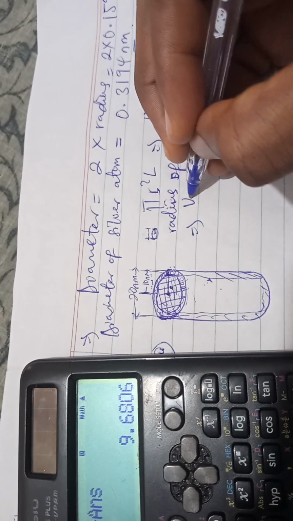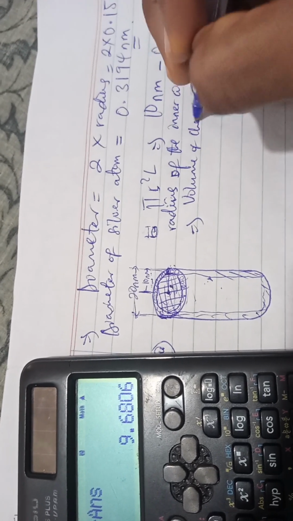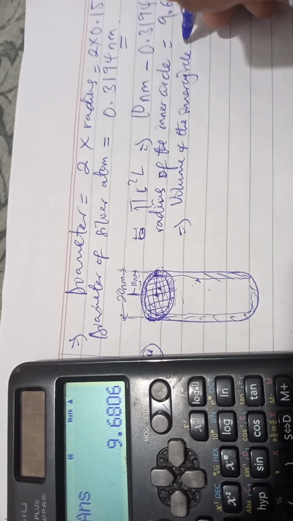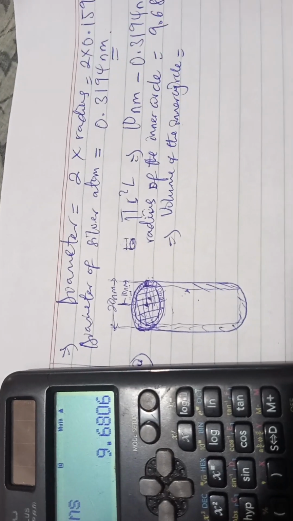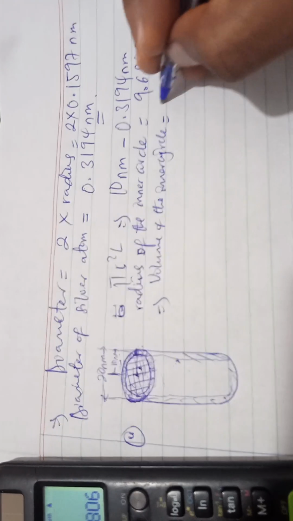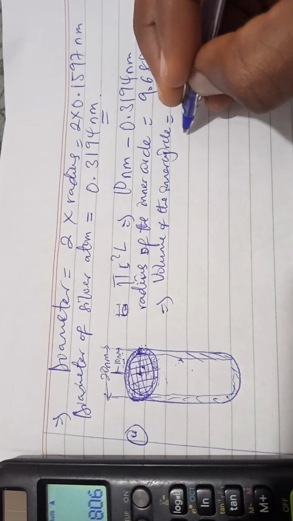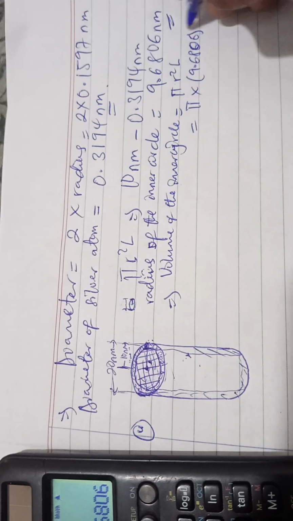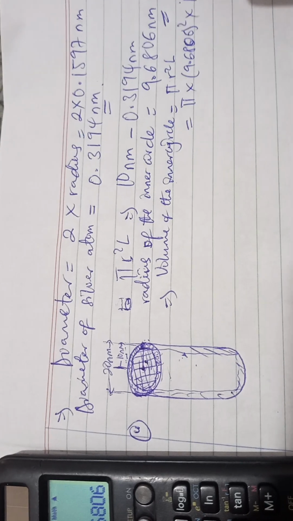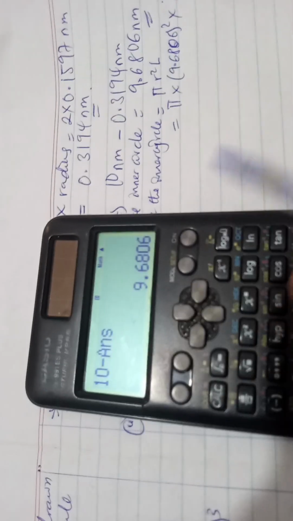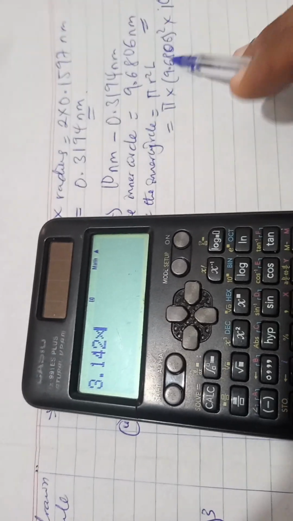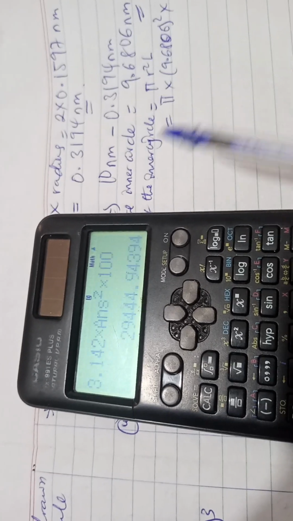Okay, so the volume of the inner circle or cylinder, anyhow you want to call it, as I said earlier, will be pi r squared L, which is pi times 9.6806 squared times L, which is 100 nanometers. So I have my radius here already. So pi is 3.142 times this answer squared times 100.